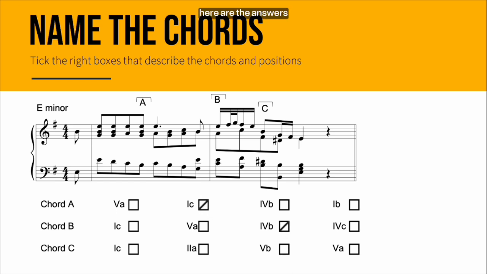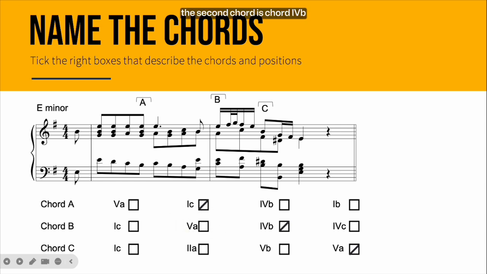Here are the answers. The first chord is chord 1C. We have the notes B, G, B, and E. Arranged in pairs of thirds, we have E, G, and B. So it is chord 1. For the inversion, since the fifth of the chord, the B note, is at the bass, the chord is in the second inversion. So we have chord 1C.